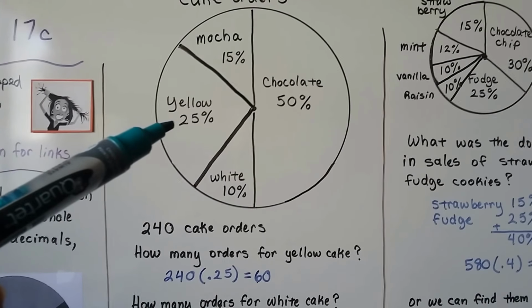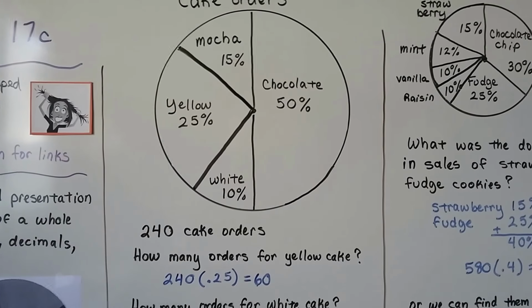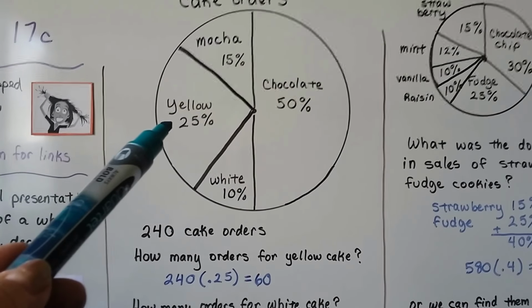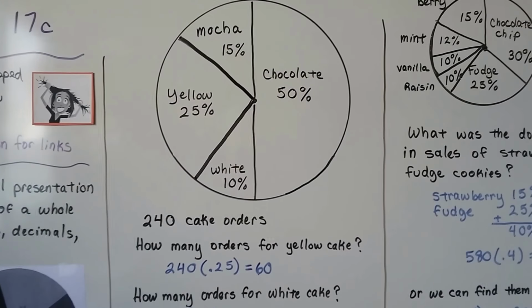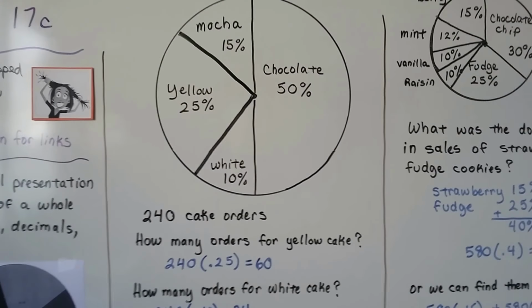So you remember how to change a percentage to a decimal? We just put a decimal point here and we remove the percentage sign. It goes 2 hops over. So we have 60 yellow cake orders out of 240.